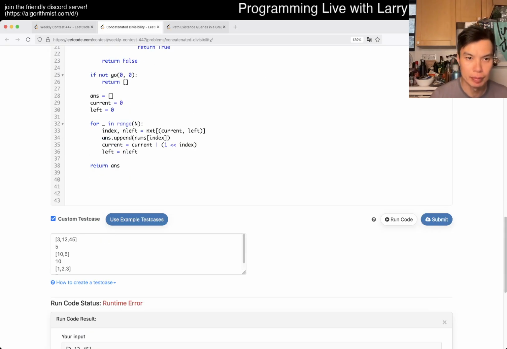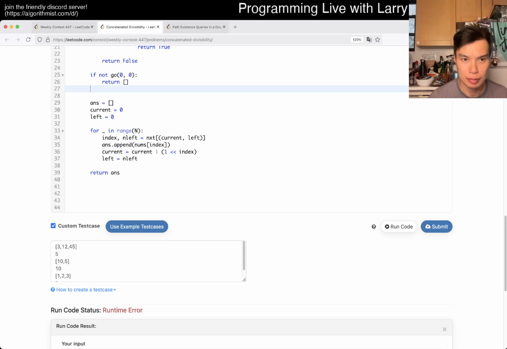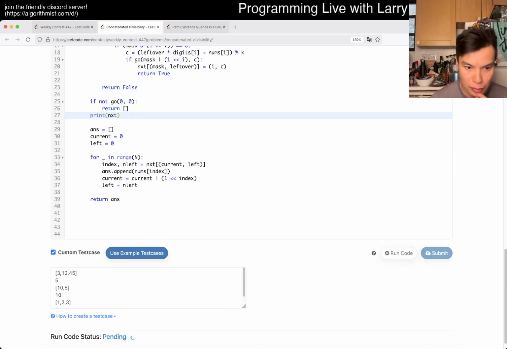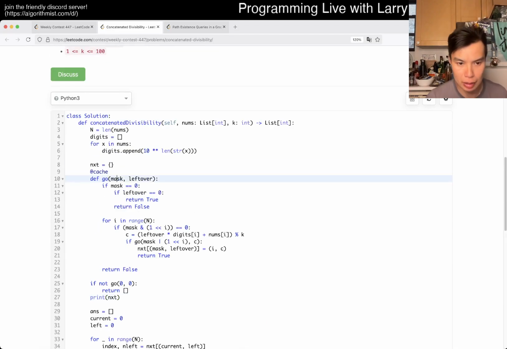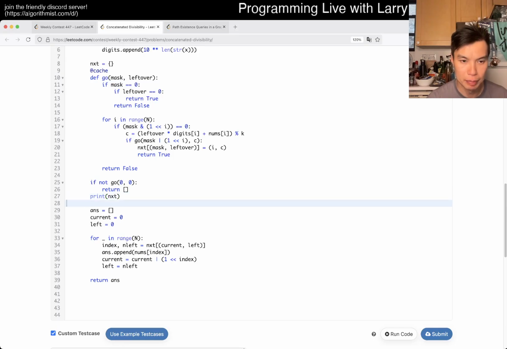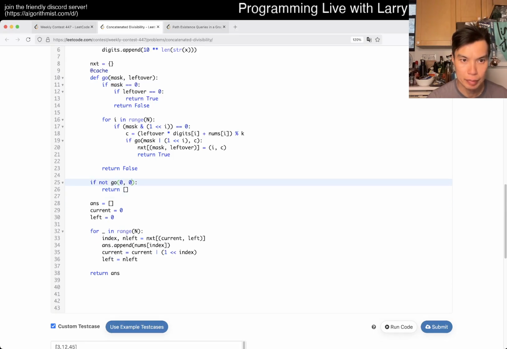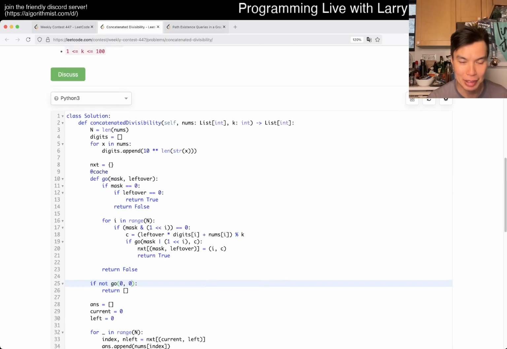That's wild. This is empty. Oh, I did this wrong. I'm dumb. Yeah, I'm just being dumb. This should be... I don't know why I keep changing my mind.